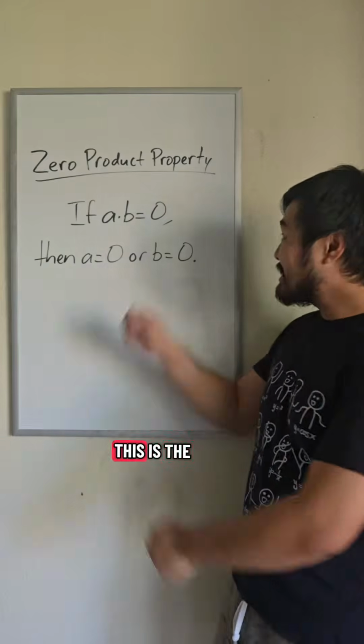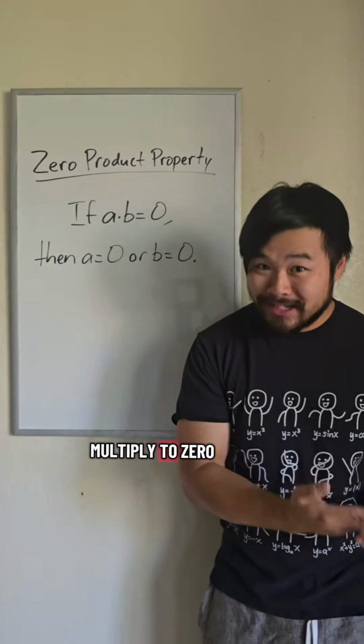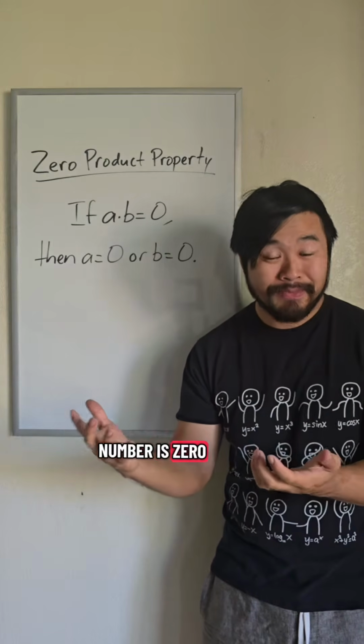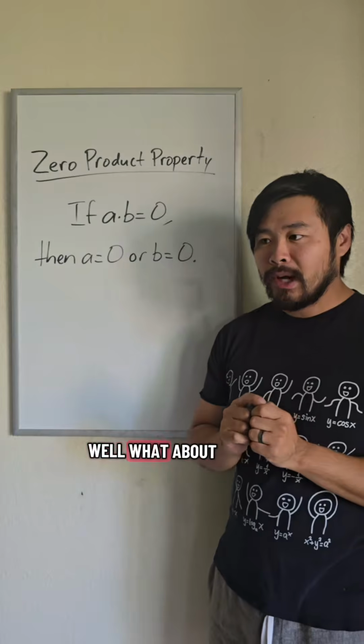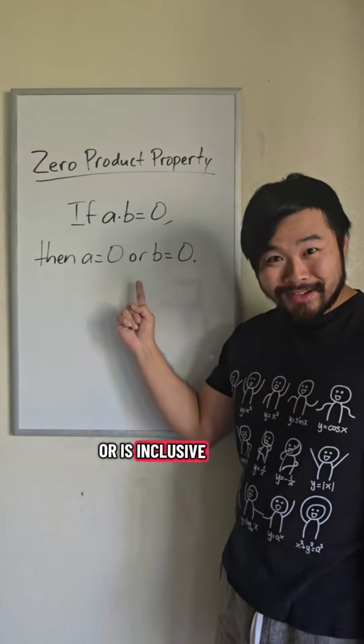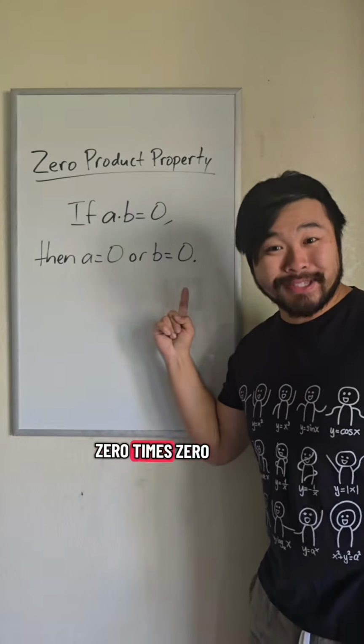And yeah, this is the zero product property in action. If we have two numbers that multiply to 0, then the first number is 0, or the second number is 0. Now you might be saying, well, what about 0 times 0? Well, in math, OR is inclusive, meaning both can happen at the same time. So this includes 0 times 0.